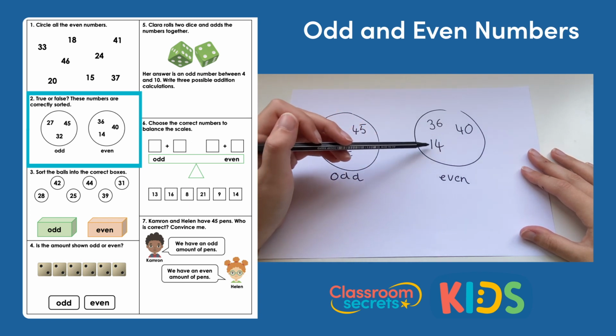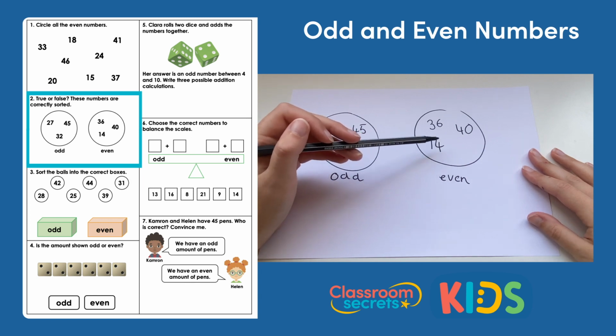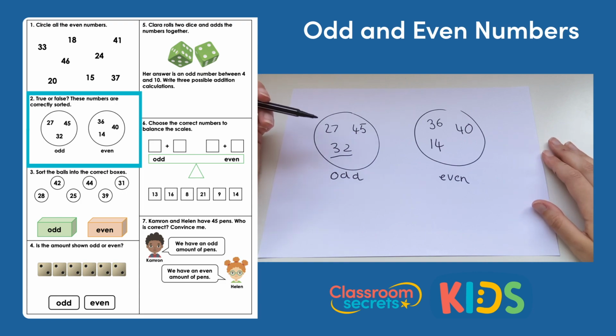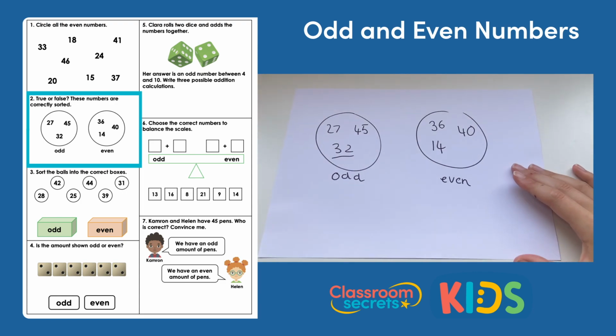Let's check the even hoop now. 36, 40, 14. Yes, they can all be shared equally by 2. So true or false? The numbers are correctly sorted. Well, false, because 32 is in the wrong hoop.